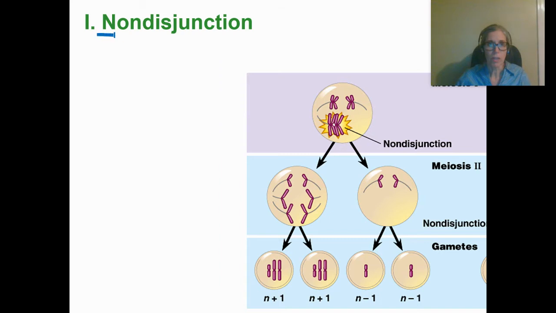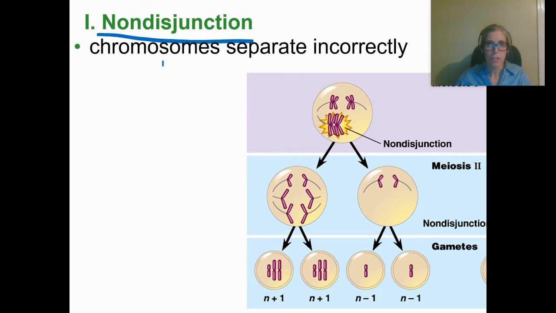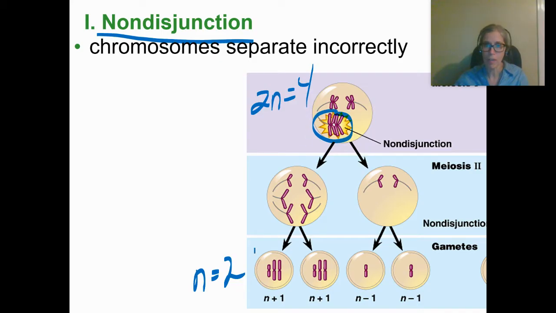Okay, so what is nondisjunction? Nondisjunction is when chromosomes separate incorrectly. So you can see here, this is in meiosis 1. Both of the chromosomes end up going to the same side, so you end up getting 3 chromosomes instead of 2. So up here, 1, 2, 3, 4. We've got a 2n number of 4. Down here, we should have an n number of 2, right? We should go from 4 chromosomes to half that much.